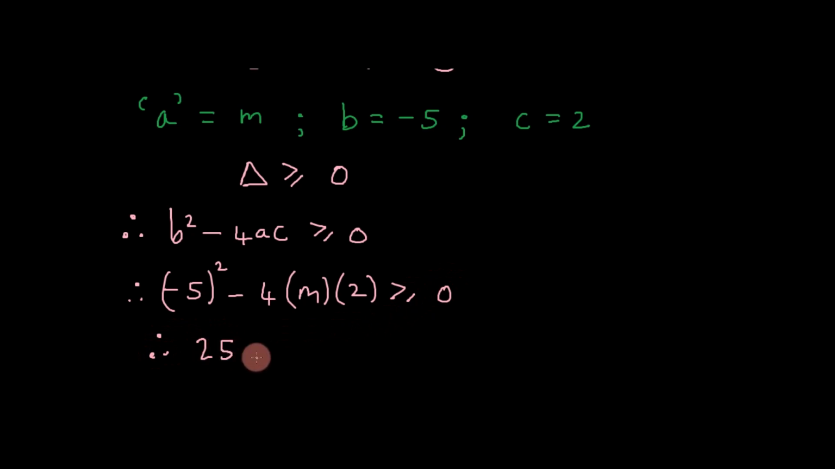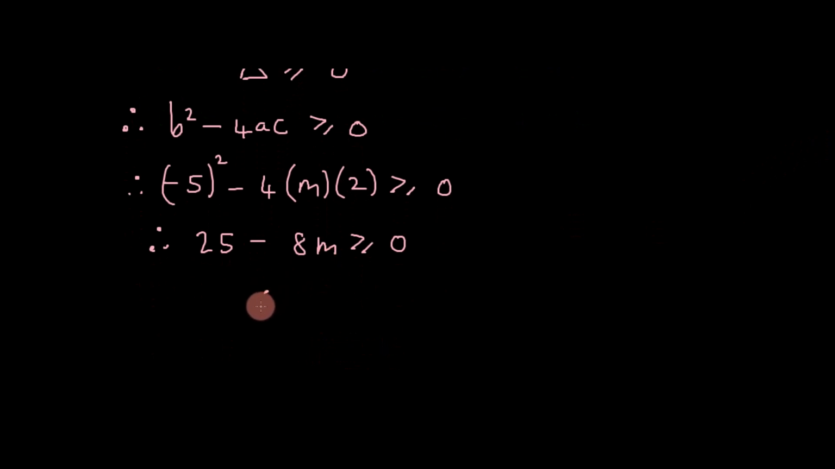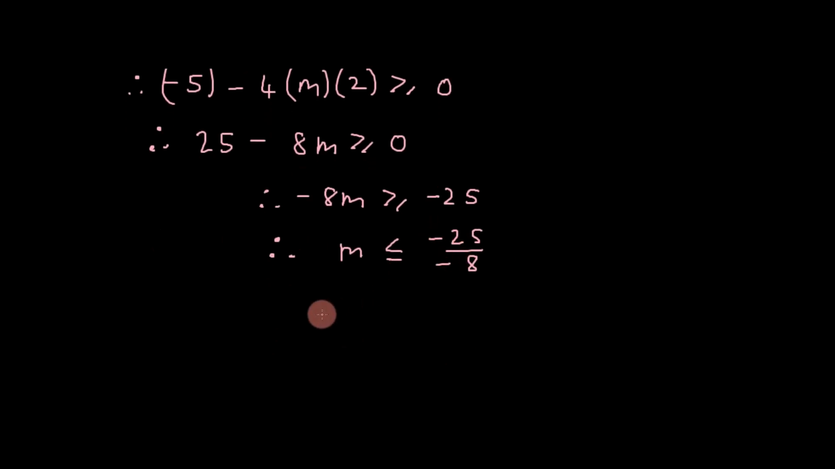So this is 25 minus 8m, greater than or equal to 0. We can solve for m. When we divide the negative 8 into the right-hand side, the inequality will switch around. So m less than or equal to. We can simplify the right-hand side. A negative divided by a negative is a positive. So m is less than or equal to 25 over 8.